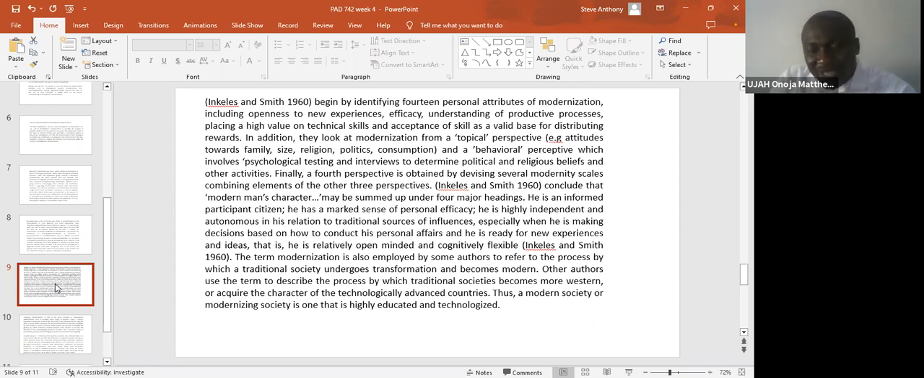And in administrative terms as well, how organizations function in this climate differs from how it is in more advanced countries. So all these are attributes that one can tend to measure the extent of development side by side levels of underdevelopment. The term modernization is also employed by some authors to refer to the process by which a traditional society undergoes transformation and becomes modern. Other authors use the term to describe the process by which traditional society becomes Western or acquires the character of the technologically advanced countries. Thus, a modern society or a modernized society is one that is highly educated and technologized.